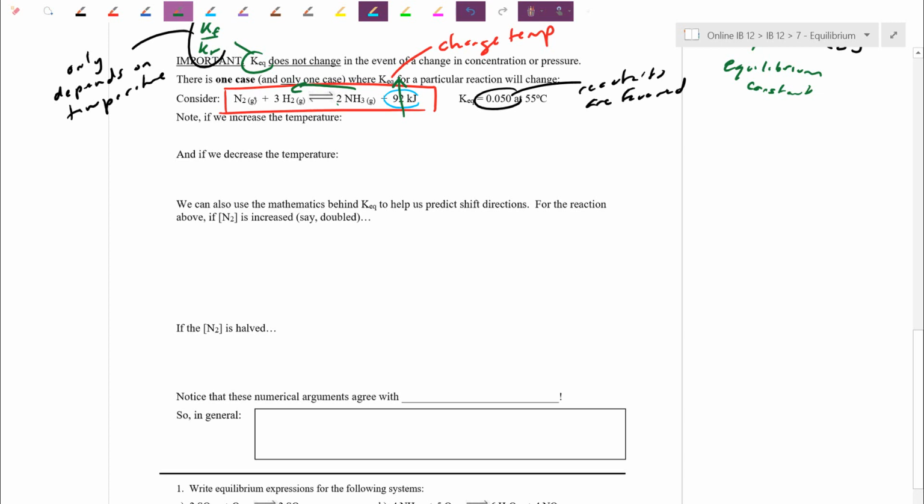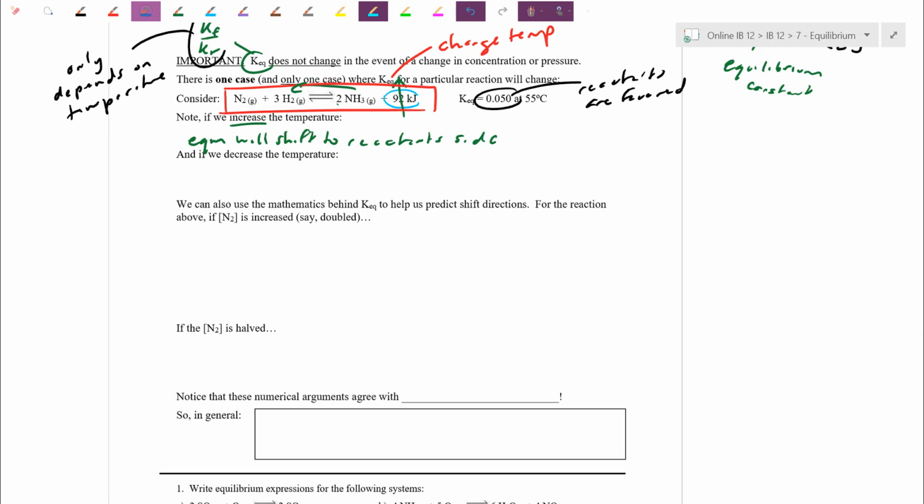So what's ending up happening here? I'll write it down for you. For increasing temperature, the equilibrium, EQM, will shift to the reactant side.